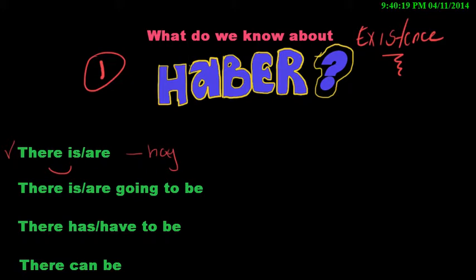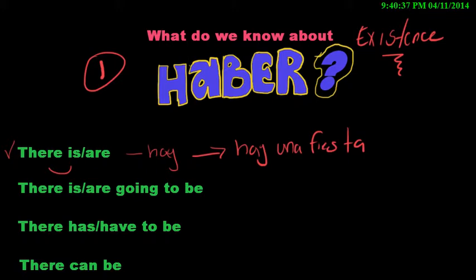So, for example, this is something that we already know. There is a party. In Spanish is hay una fiesta. Okay.